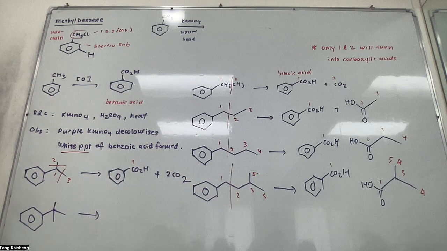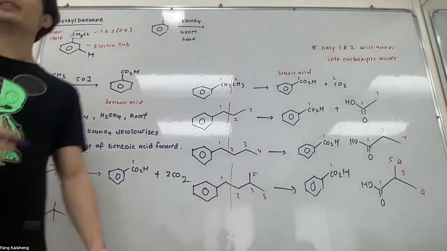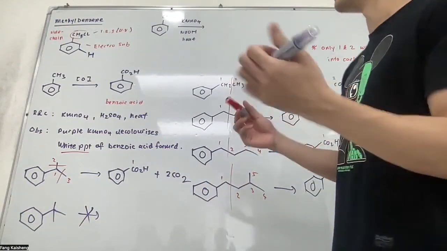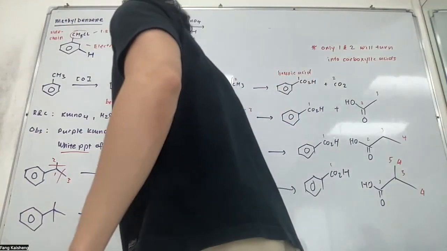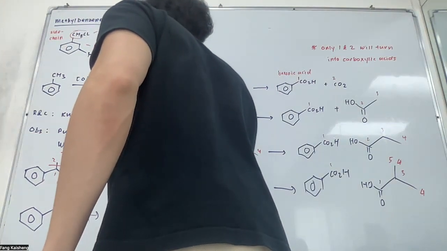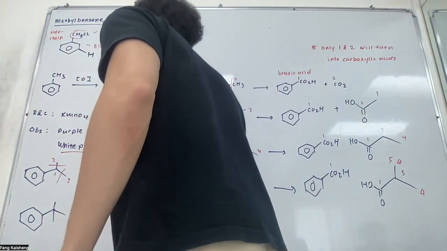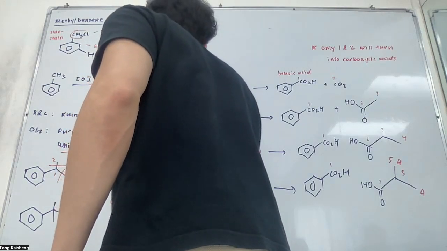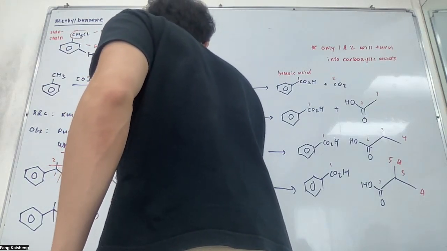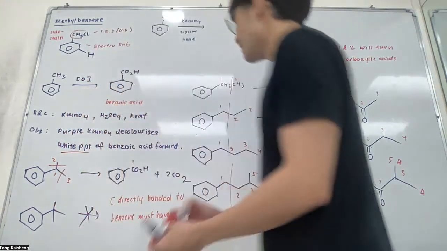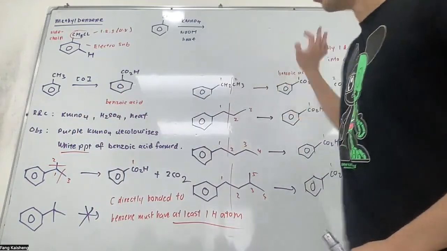Okay, how should we do this? So this one actually has no answer. There's no side chain oxidation here because there's another rule that I haven't gone through yet. The rule is this: the carbon directly bonded to benzene must have at least 1 hydrogen. It's just a criterion for oxidation to happen.